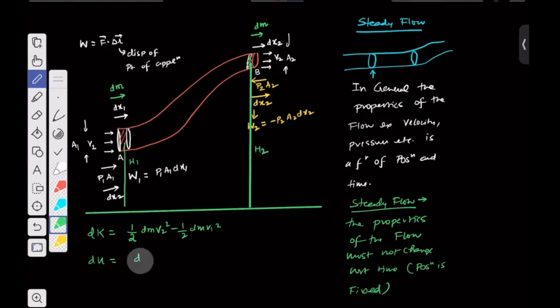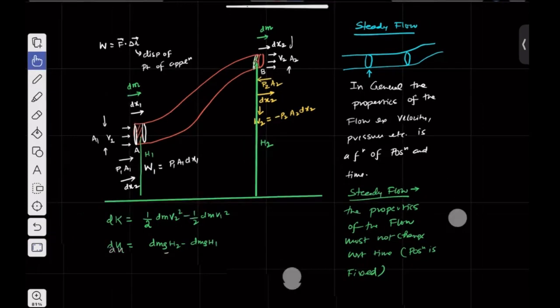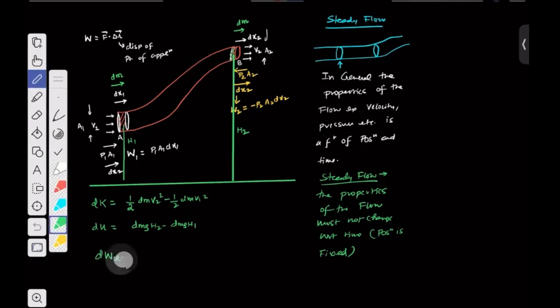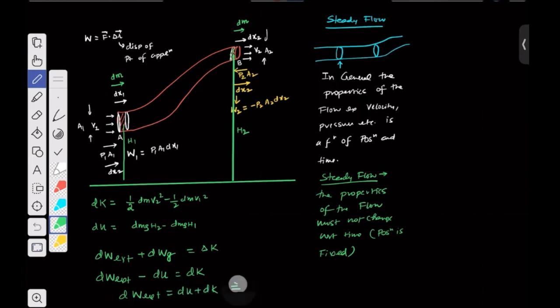Change in the gravitational potential energy will be dmgh2 minus dmgh1. Next, we are going to write down the total work done. That will be the work done by the external sources, which is the pressure forces, plus the work done by gravity, all together equal to the change in kinetic energy. And the work done by gravity, we can write as the negative of the change in the potential energy. So the net work done by the external agency will be equal to dU plus dK. And the net work done by the external agency will be the sum of the work done W1 and W2.